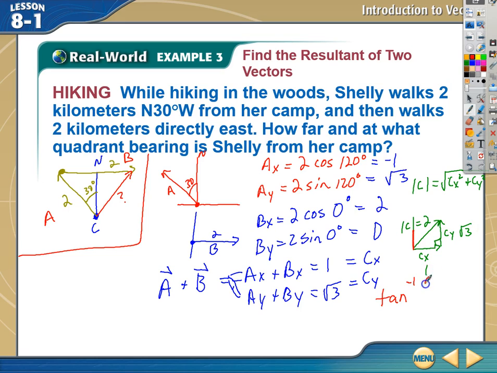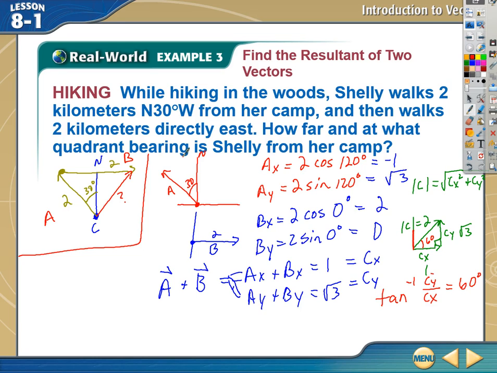Opposite over adjacent. CY over CX. Plug that in my calculator. I find out it's 60 degrees. Woohoo! I'm done. Okay. And did you guys see what type of angle it's looking for? Again, calculator work. I trust that you can put this in a calculator. But the hard part then is saying, okay, look, that's right here. There's my 60 degrees. But they want the quadrant bearing.